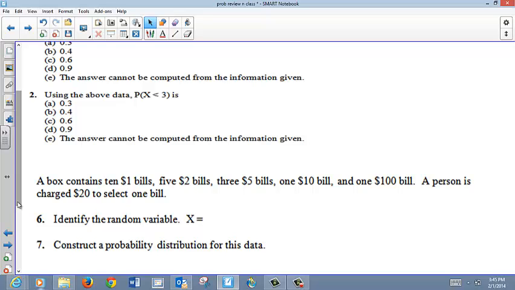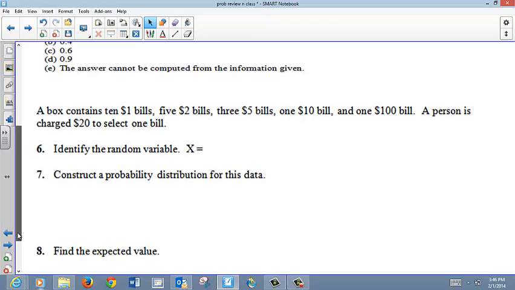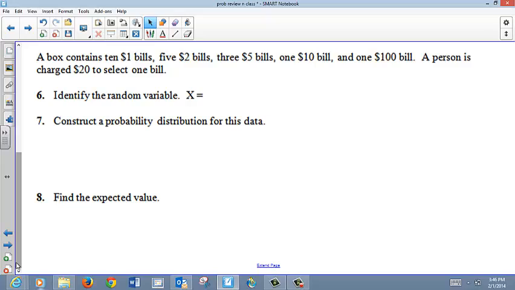The answer to number 7 is a probability distribution with the first row having the X values, $1, $2, $5, $10, and $100. And the second row including their probability of X, which would be 1/2, 1/4, 3/20, 1/20, and 1/20. Of course, you could write those as decimals as well. Number 8, the expected value would be $7.25, which I want you to recognize makes this not a very good game to play, because you're only expected to make $7.25, and it costs $20 to play.